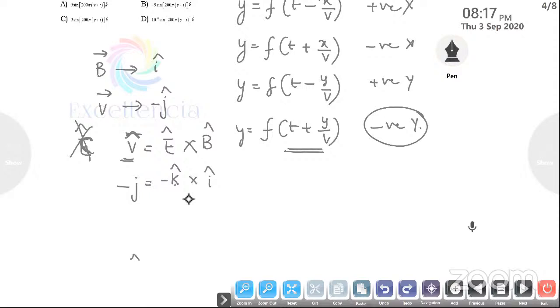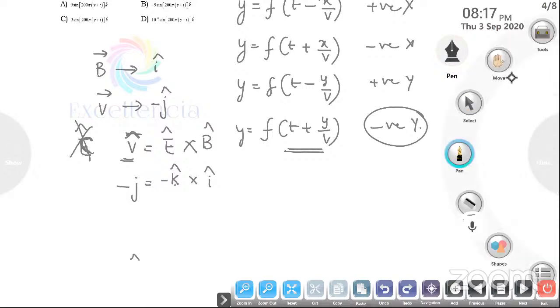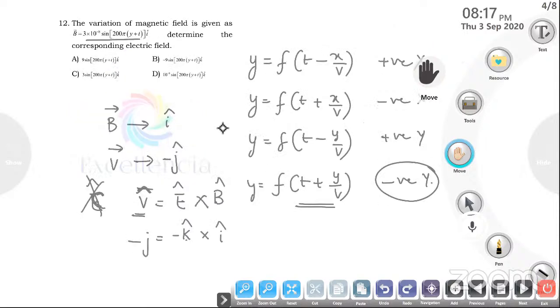Among all these options, there is only one option which has minus k cap. You could mention the answer by luck. But what is the strength of the magnetic field given? What is the amplitude of the magnetic field given? Just a minute.